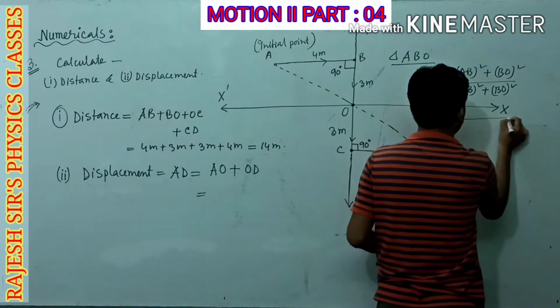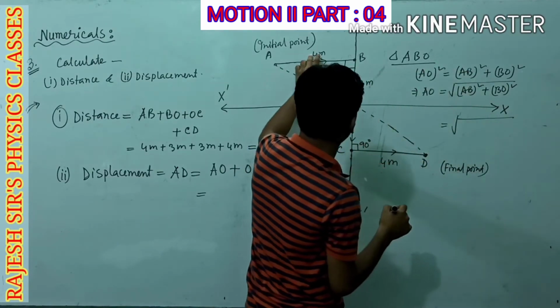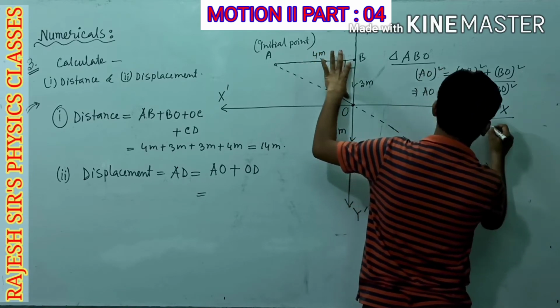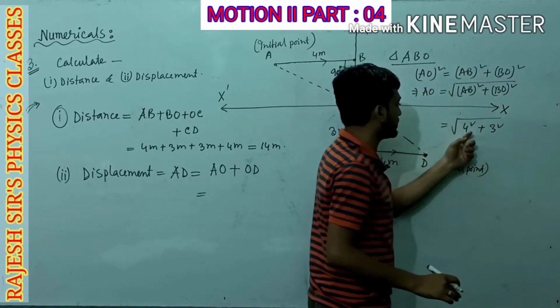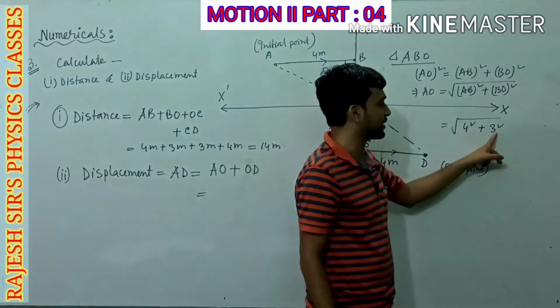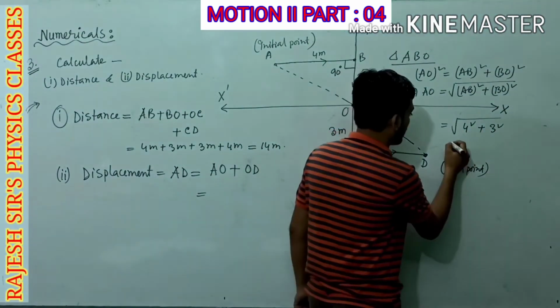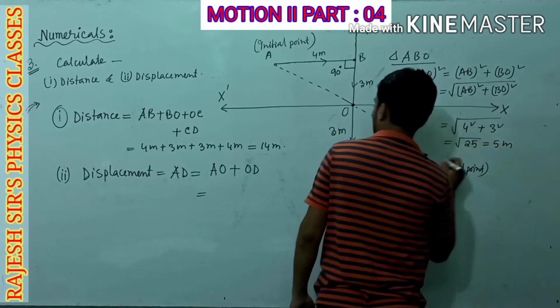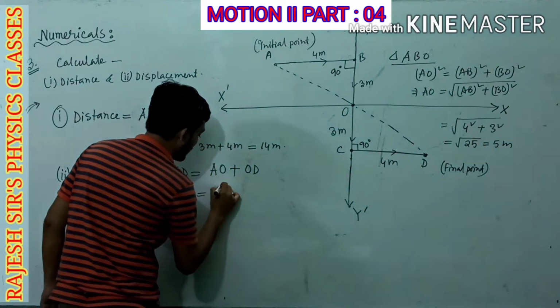Now what is AB? From here we can see AB is 4 square plus BO is coming 3 square. 4 square equal to 16, 3 square equal to 9, 16 plus 9, 25. Square root of 25 is equal to 5 meter. So AO is coming 5 meter.